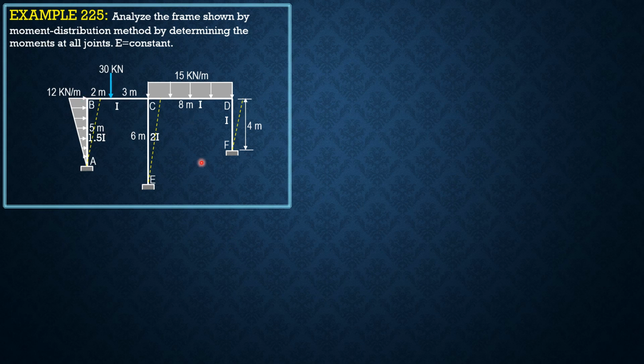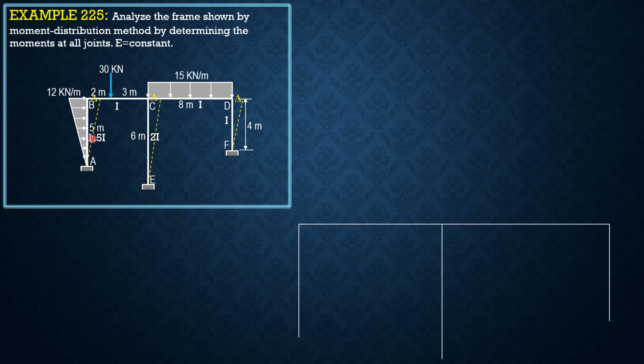So this will be the deflected shape. Each column will have the same side sway displacement of delta. They only differ in the side sway moments. So A, E, and F are all fixed, so the distribution factor would be 0 as shown in the figure.